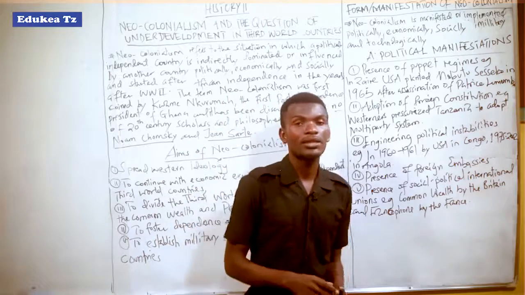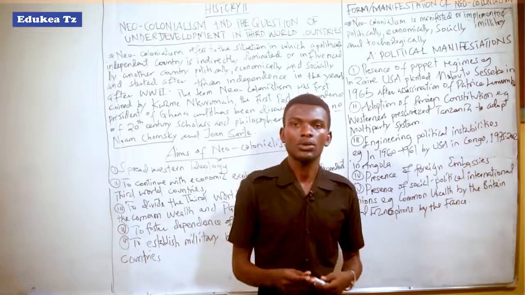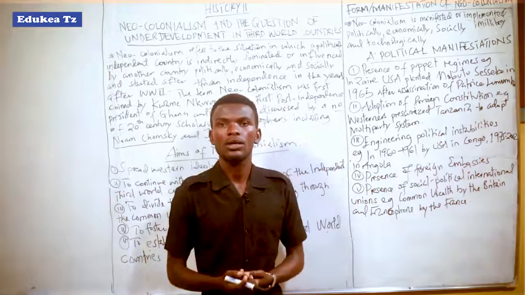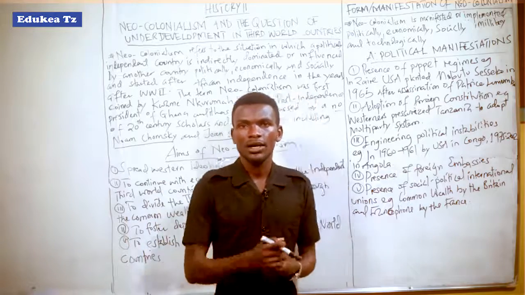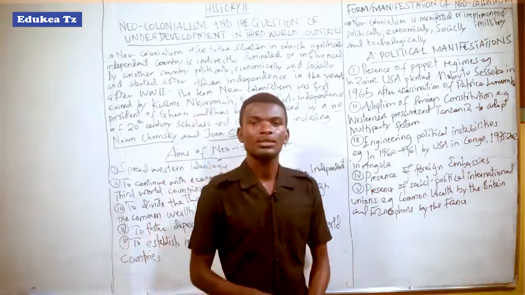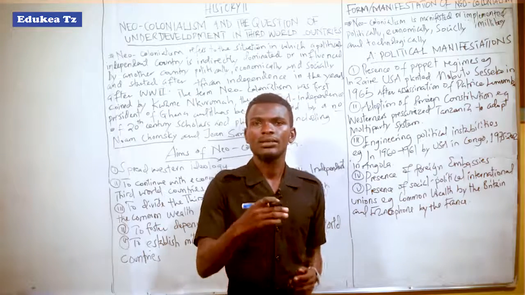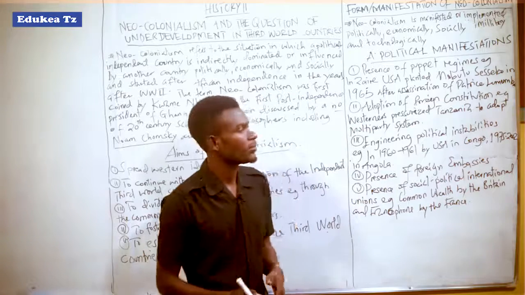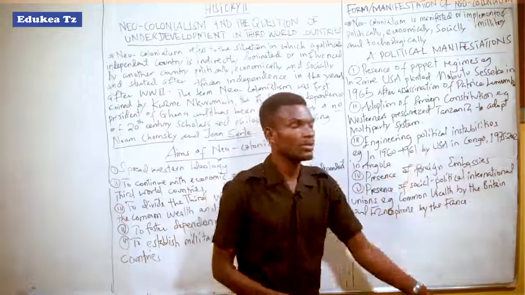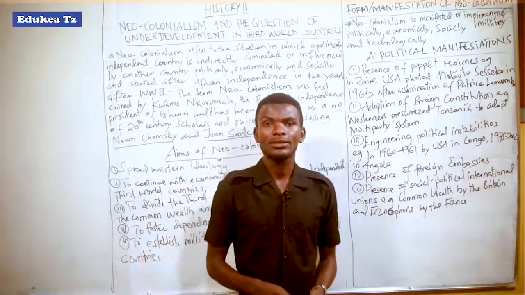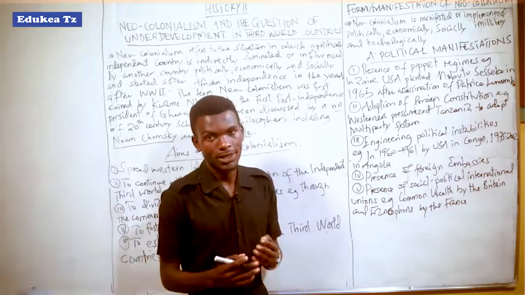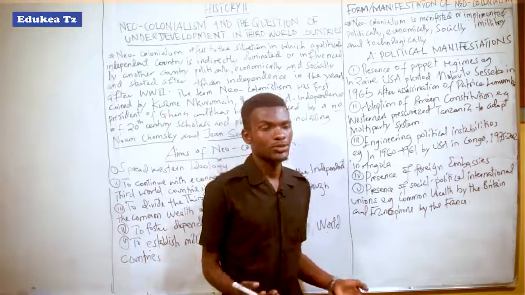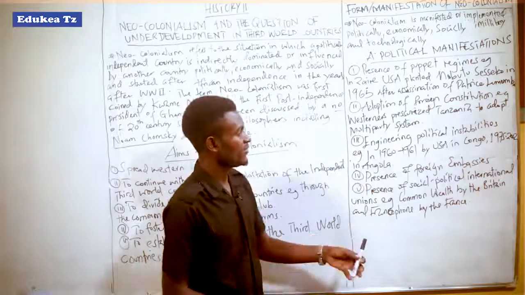For example, in Angola, the USA supported Jonas Savimbi to overthrow the existing government of Agostinho Neto. So you can see how the USA has been expanding its interests in different third world countries using the engineering of political instabilities, just stating that they are keeping the peace while their aim is bad, and we don't know as third world countries. So this is another political manifestation.